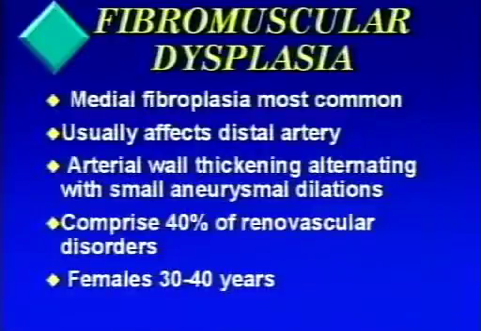And fibromuscular dysplasia more frequently affects the distal aspects of the artery, and it's characterized by arterial wall thickening alternating with small aneurysmal dilatation. So it actually has kind of a beaded appearance to it when we look at it on angiography. And sometimes you'll hear the term string of beads effect, and that is the classic characterization of fibromuscular dysplasia by angiography. Medial fibroplasia is the most common form of fibromuscular dysplasia that we see in patients with renal artery stenosis.